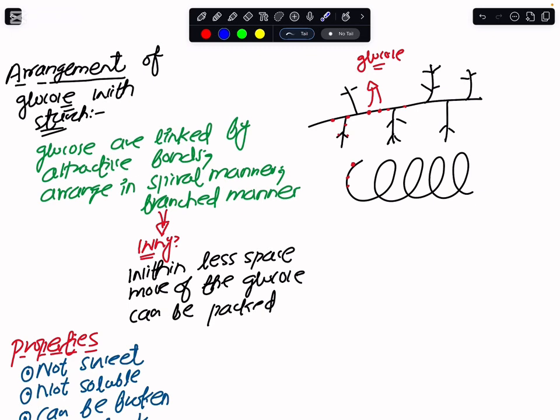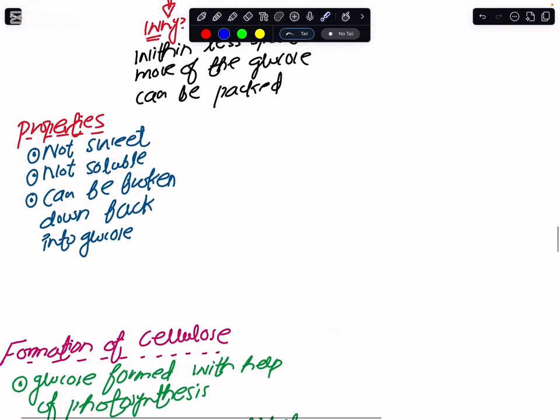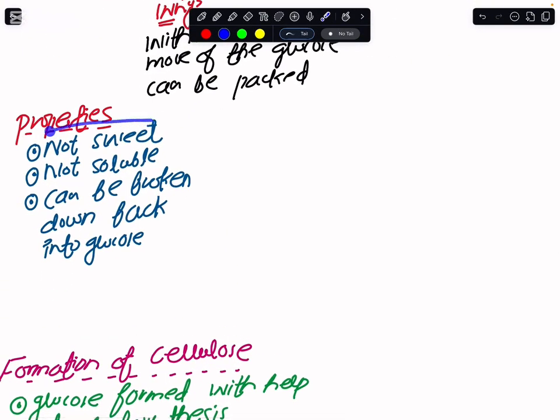So how is the glucose arranged in the starch? As I've said, the glucose molecules are linked with attractive bonds, either in a spiral or a branched manner. The reason for this is that we would be able to pile up more glucose within the given space. The properties we must know for the starch are that it is not sweet and it is not soluble. Being insoluble is an advantage because it would never interfere with the movement of the water molecules. And it can be easily broken down into glucose molecules whenever there is a need.